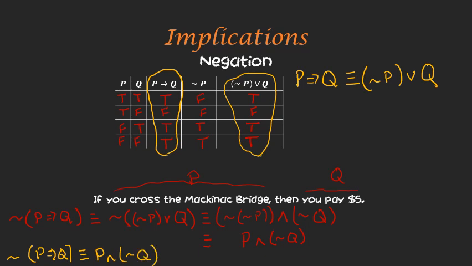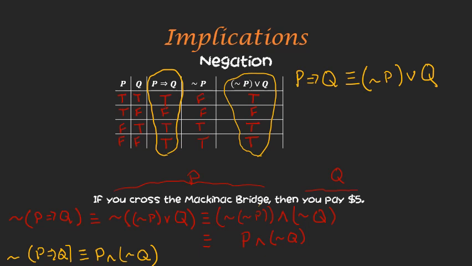Now let's think about this really quickly with our example. If you cross the Mackinac Bridge, then you pay $5. If I wanted to prove that this implication is not true, well, how would one do that? How would one show that this implication isn't true? I claim if you cross the Mackinac Bridge, then you pay $5. If you want to prove me wrong, you'd have to cross the Mackinac Bridge and not pay $5. That is P and not Q.